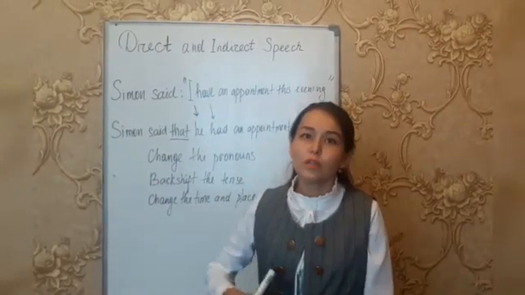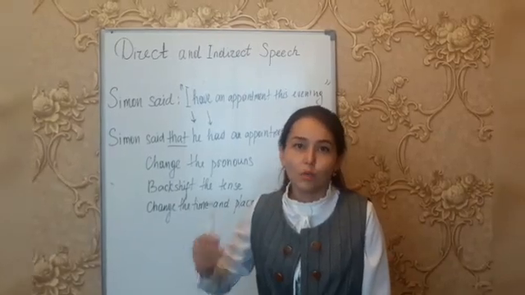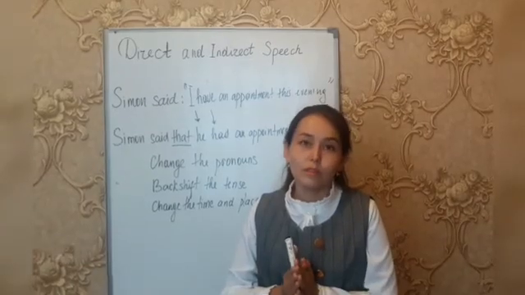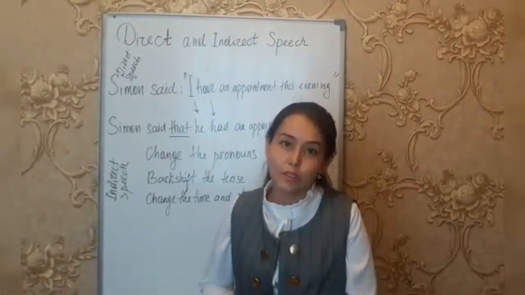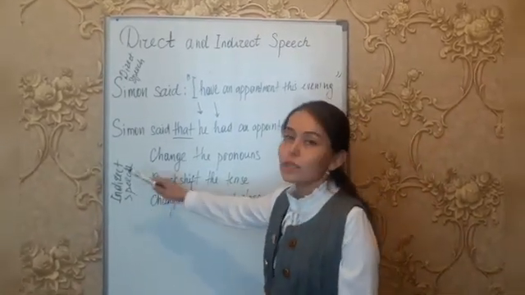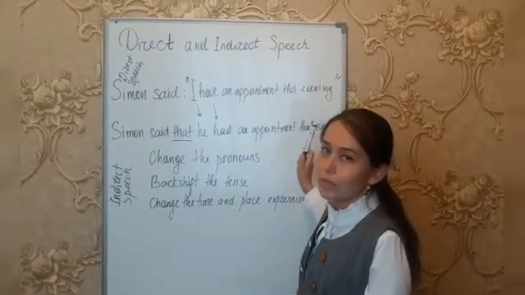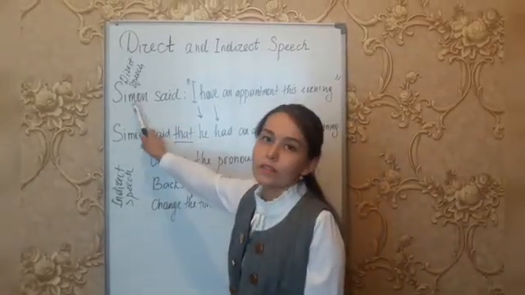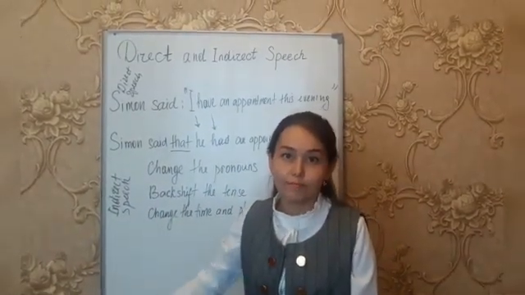But we don't usually just simply repeat this other person's words word by word. We have to convert because words are not important, the message is important. So we convey the message into indirect speech because we don't have to repeat the other person's words. So in indirect speech, we say, Simon said that he had an appointment that evening. This is what we call indirect speech. And the first one is direct speech, repeating the other person's words word by word.